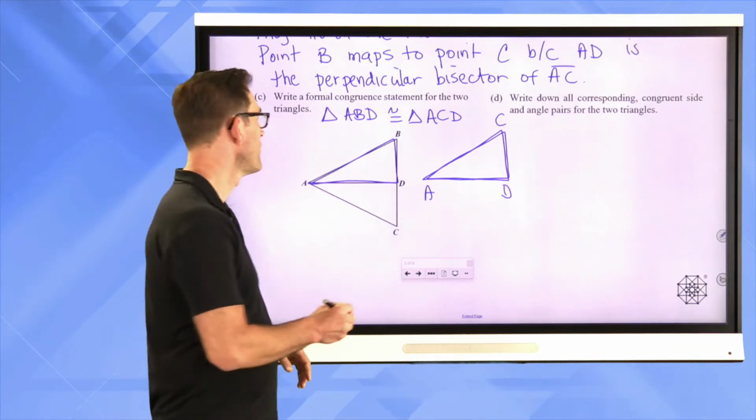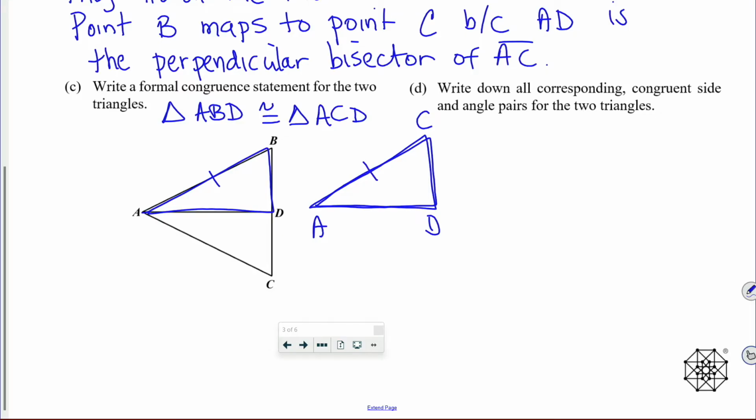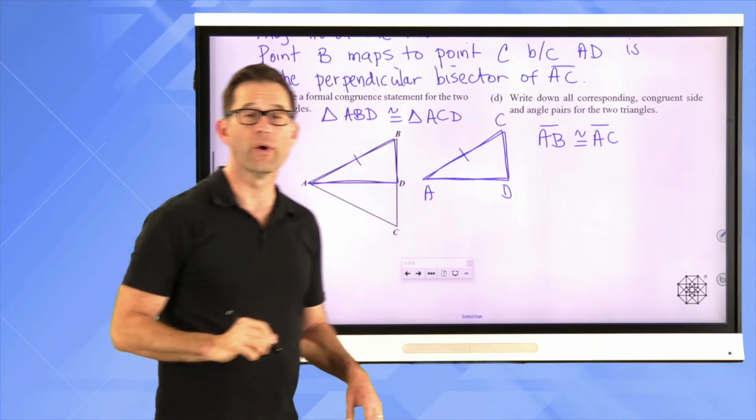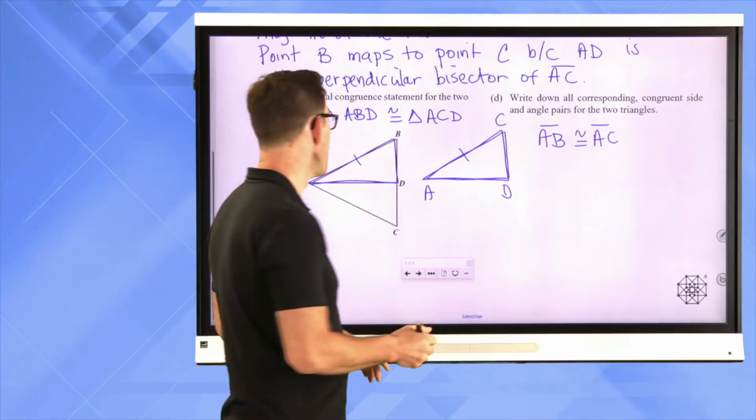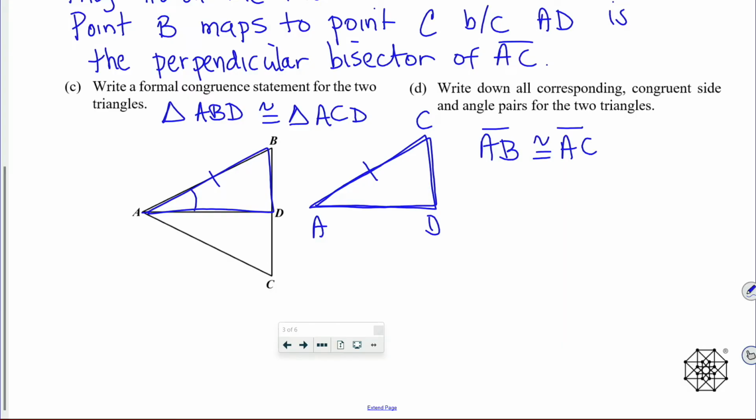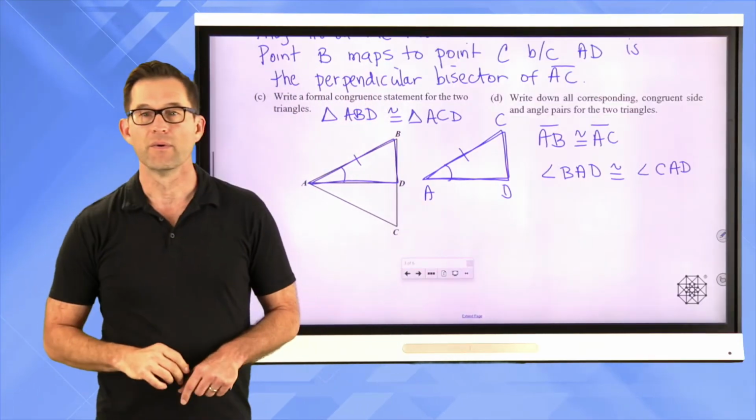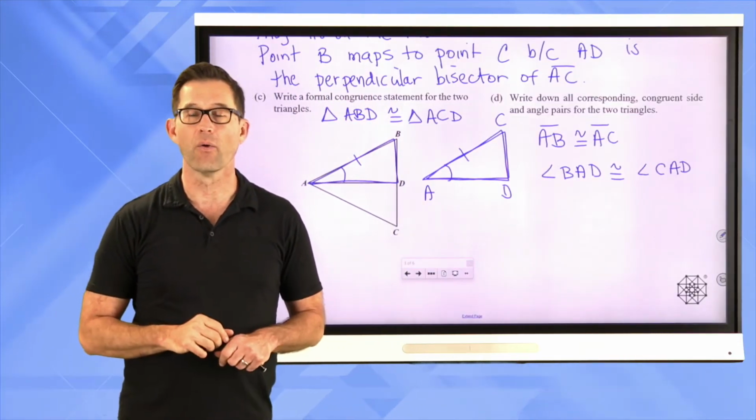For example, right? AB must be congruent to AC, right? That is one congruent corresponding side pair. Let's do a corresponding angle pair. This angle, which is angle BAD, must be congruent to this angle, which is angle CAD. Right? So those are corresponding angle pairs.